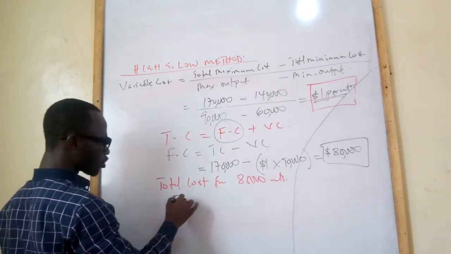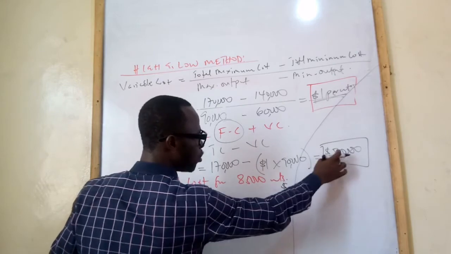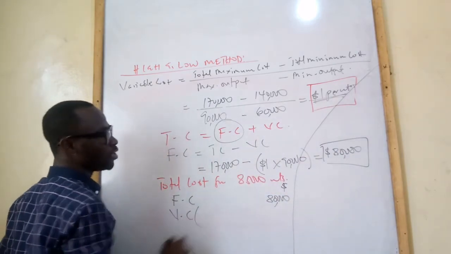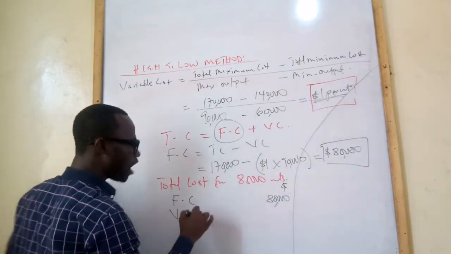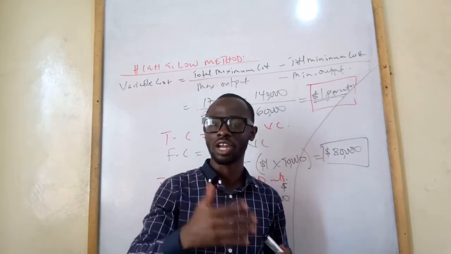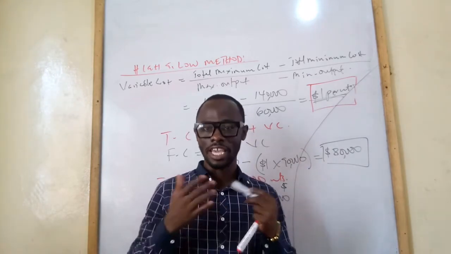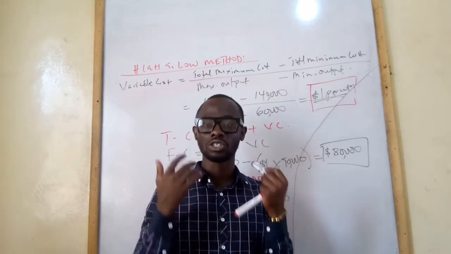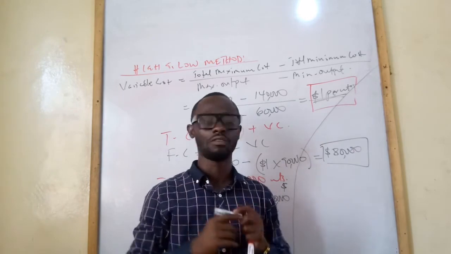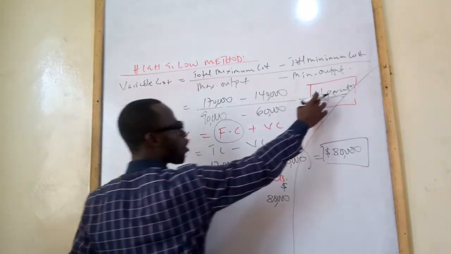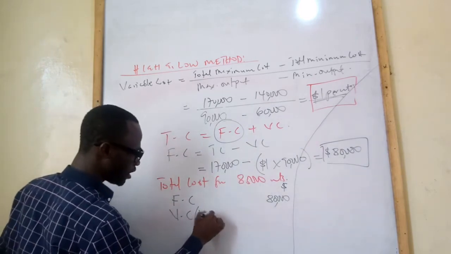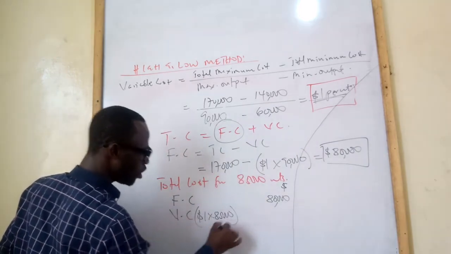remember we said total cost is fixed cost plus variable cost. So the fixed cost in this case will be still 80,000, okay? Then your variable cost in this case will be the variable cost per unit. Now, variable cost per unit remains the same irrespective of the output level. This is one of the assumptions you have to also take in management accounting, that variable cost per unit remains the same irrespective of the output level. So variable cost per unit will still be $1.